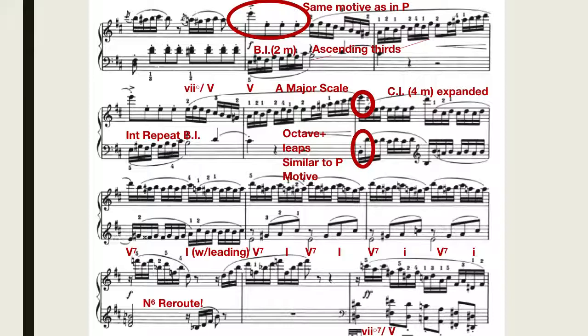These next 4 measures kind of expand a little bit and create tension until we suddenly come to a Neapolitan chord, which is kind of surprising. Haydn makes this very striking. It's kind of a big deal. I'm going to let you listen to it and see what you think.